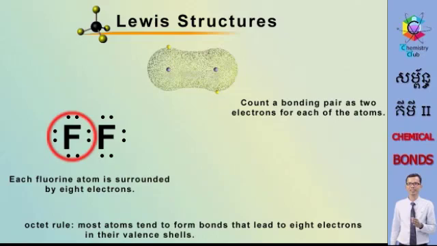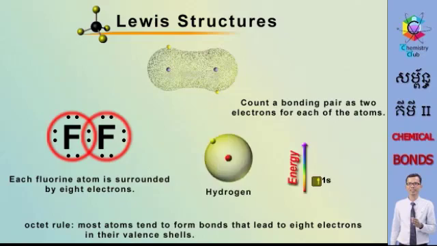A variation of the octet rule occurs when hydrogen forms bonds. Hydrogen has only 1 electron, which is in the 1s shell. It forms bonds that lead to filling that shell, which only requires 1 more electron.